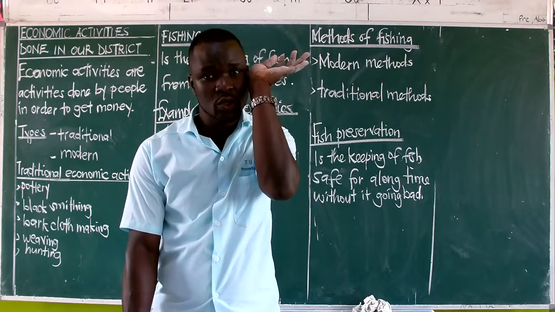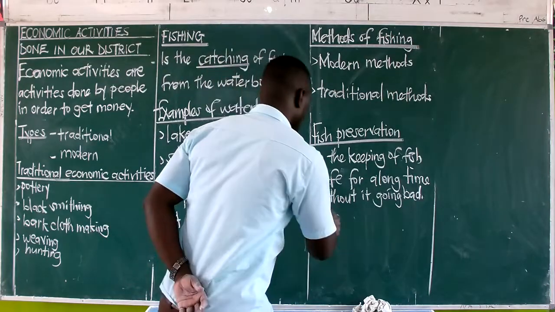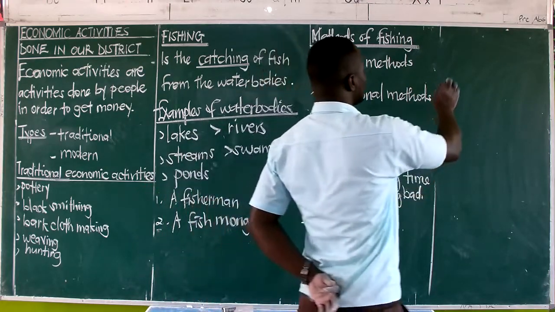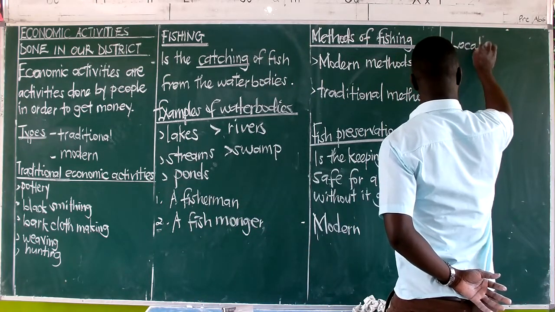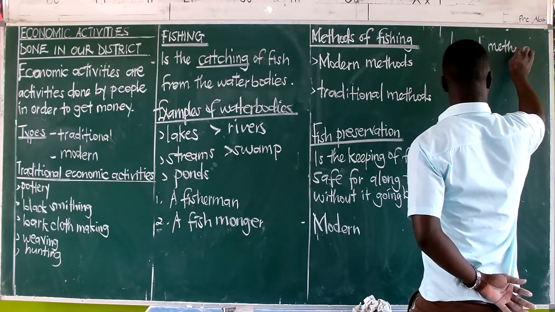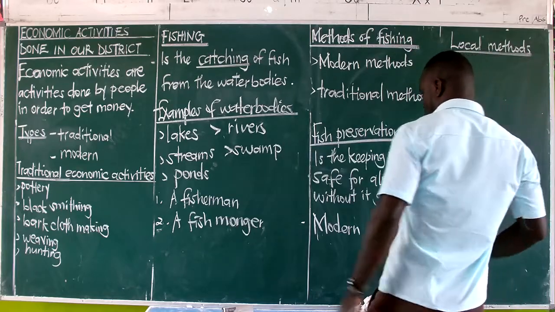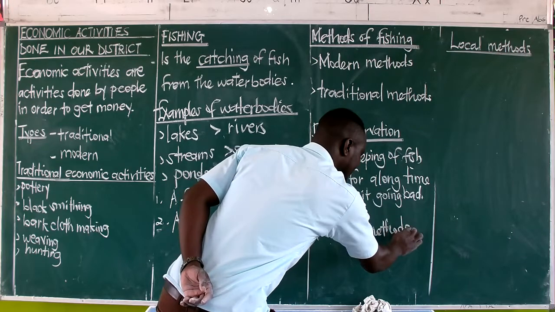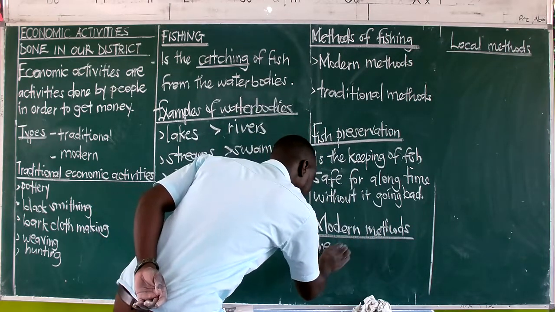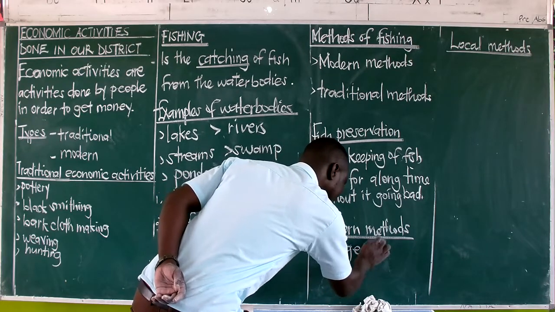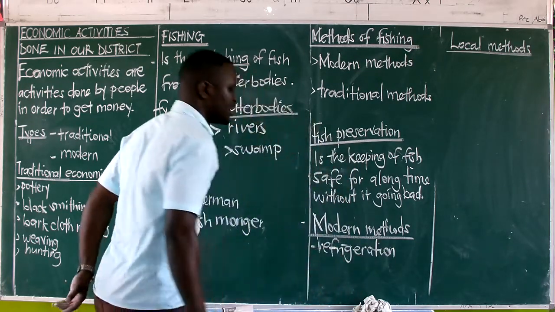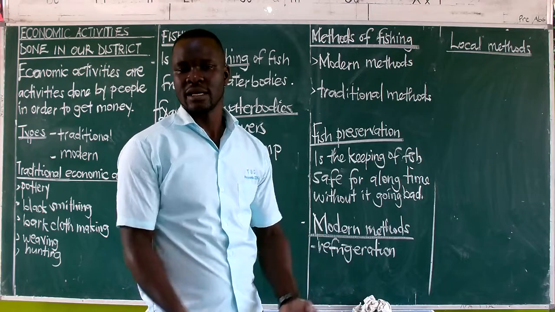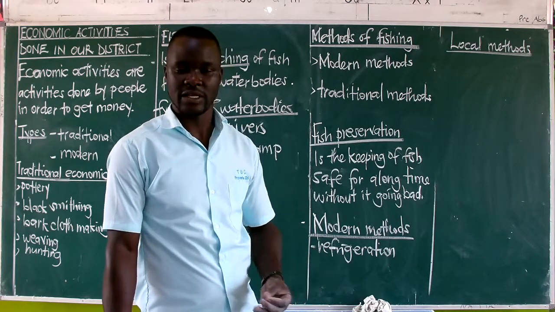We are going to look at two. These methods are grouped into two. We shall have the modern methods, and then we shall also have the local methods of preserving fish. Now, which ones are the modern methods? We look at methods like refrigeration. That is using a fridge or putting the fish in the fridge such that the fridge keeps it safe. Remember, we put our things in the fridge so that they don't go bad.